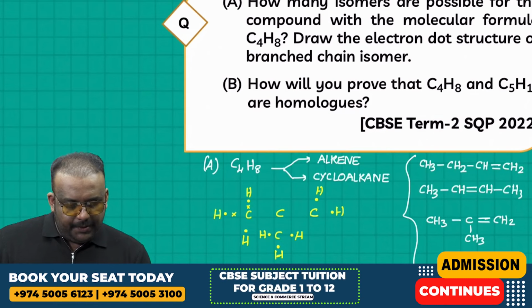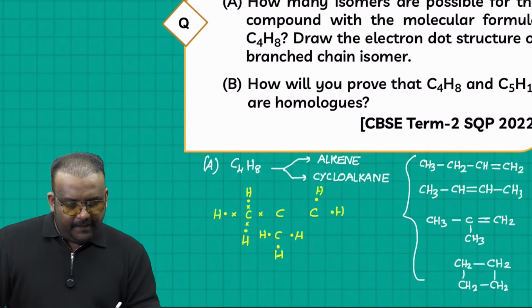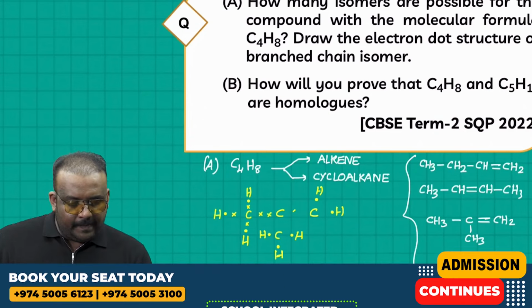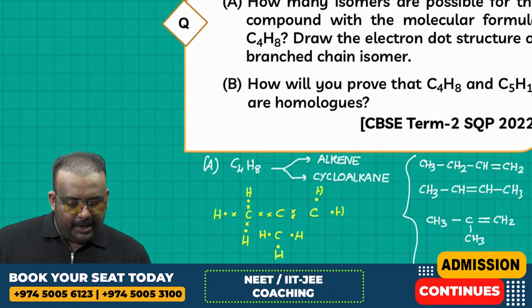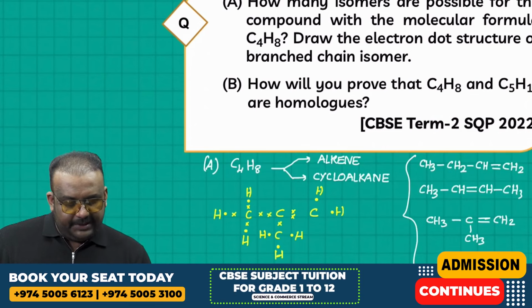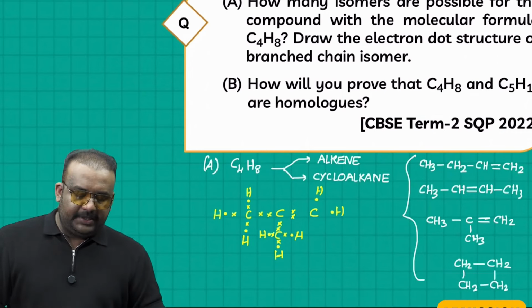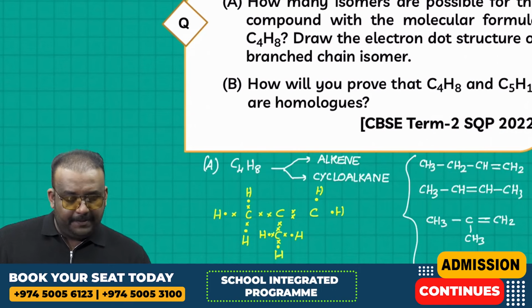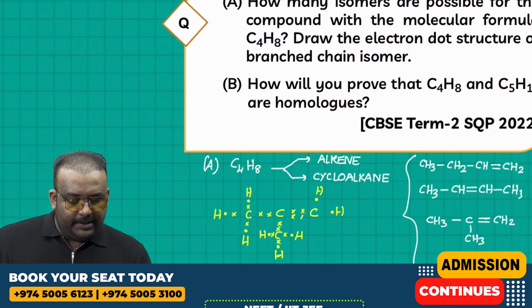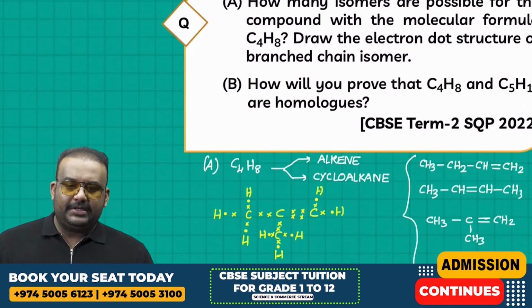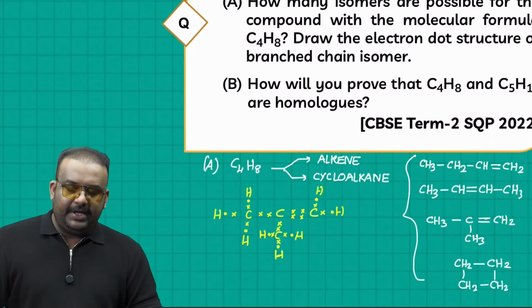1, 2, 3, 4. That's for the first carbon. Then 1, 2, 3, 4. That's for the second carbon. 1, 2, 3, 4. That's for the fourth carbon in the branch. And 1, 2, 3, 4. That's for the last carbon. So this is how you make the electron dot structure.